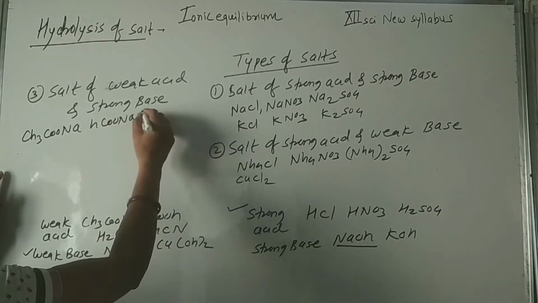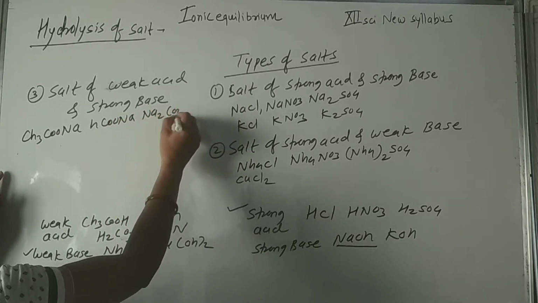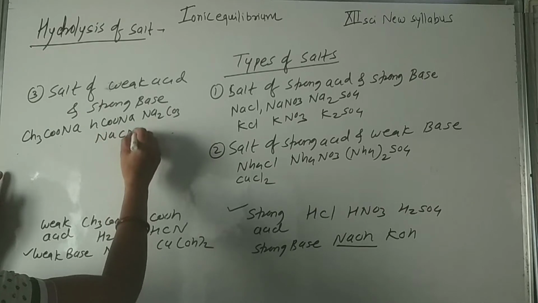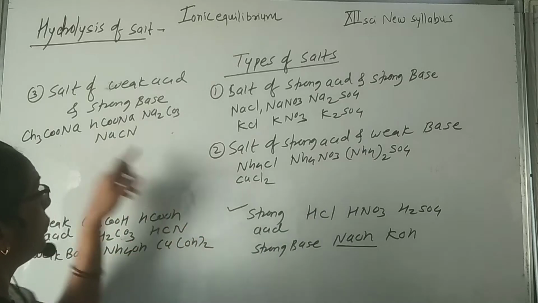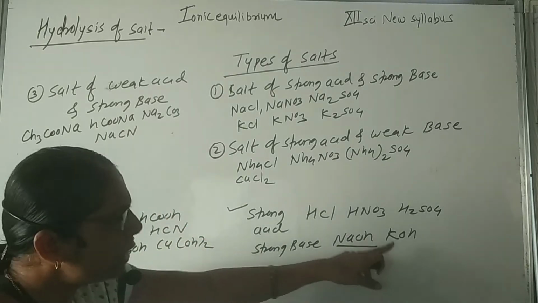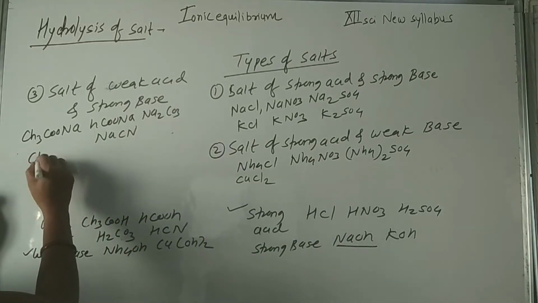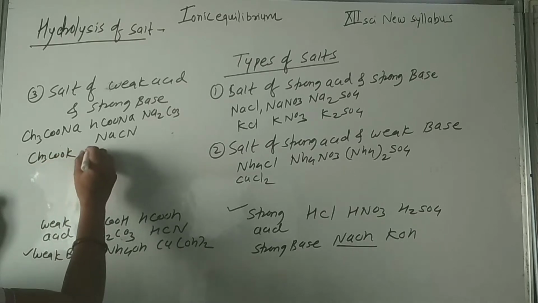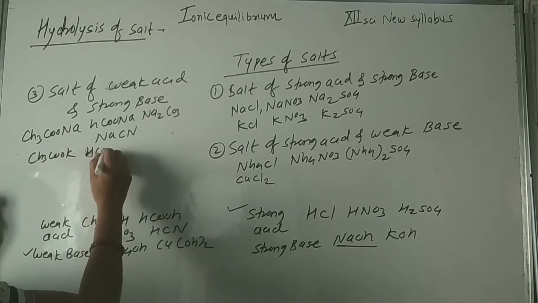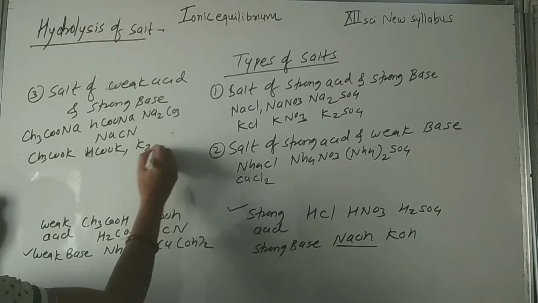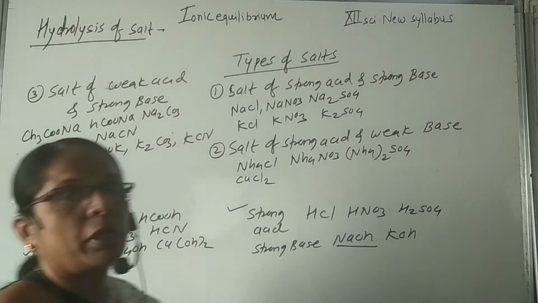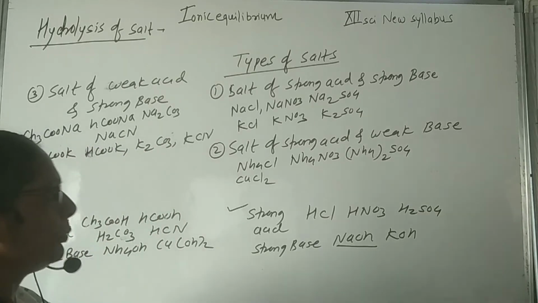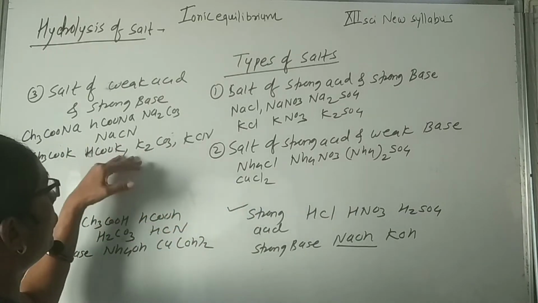Then it gives Na2CO3 and NaCl. So these are examples of the strong base NaOH with the weak acid. Similarly, KOH can also be used to prepare salts. It gives potassium acetate, potassium formate, K2CO3, and KCl. So this way, we can prepare examples of the strong base with the weak acid.